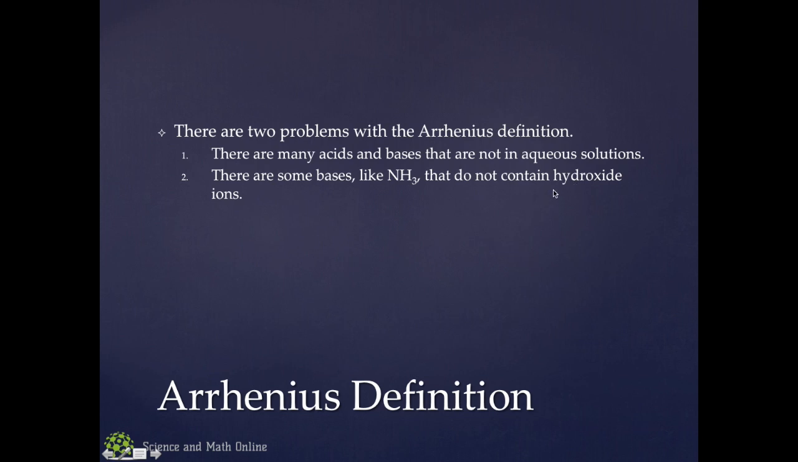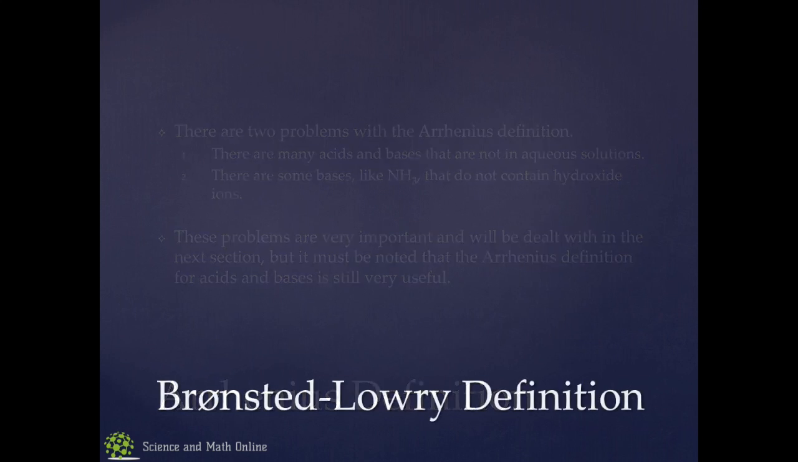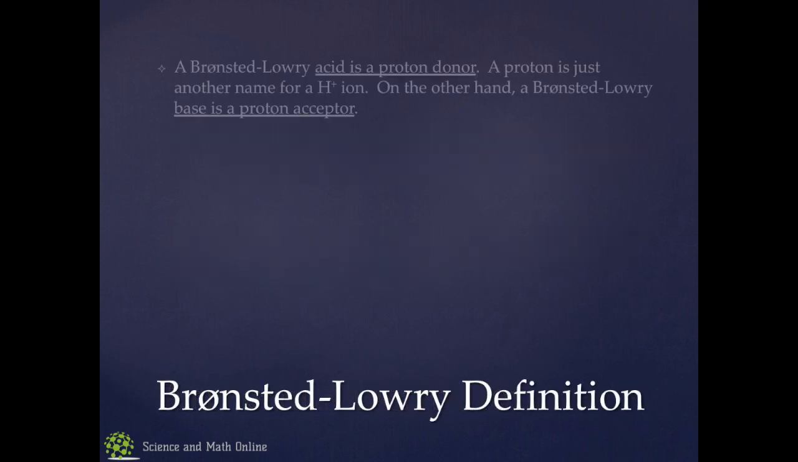So we have to come up with a different definition. These are important, but the Arrhenius definition is still useful. If something meets the Arrhenius definition, it will also meet the definition that we're moving towards, called Brønsted-Lowry. Instead of saying that it's about a hydrogen ion being given off, we're going to say it's a proton donor.